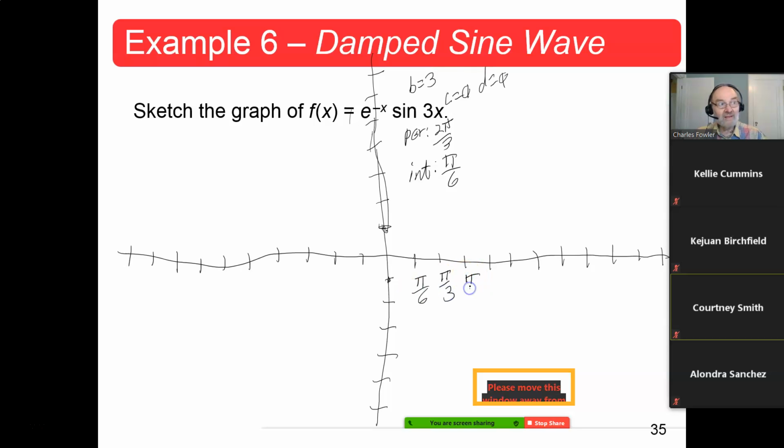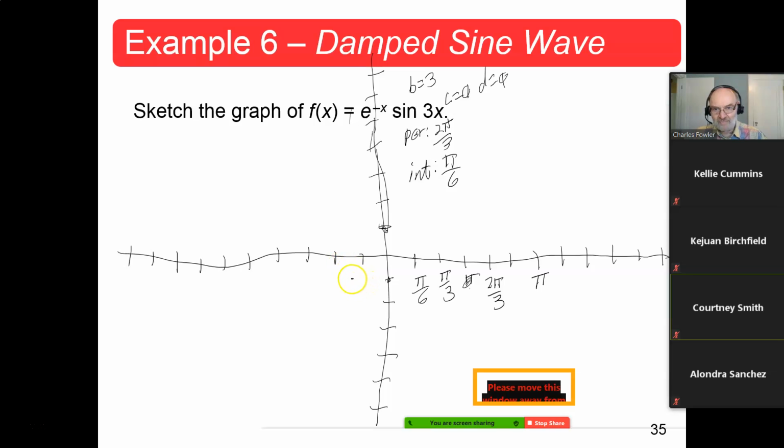pi over 2, well, let's just do that. This will be 2/3 pi, and this will be pi. So it's going to be 6 of those. 1, 2, 3, 4, 5. Okay, we're going to run out soon.